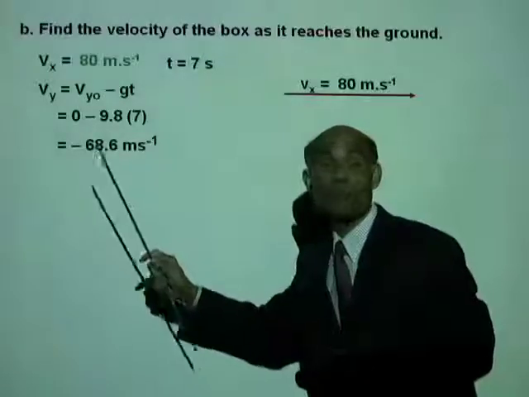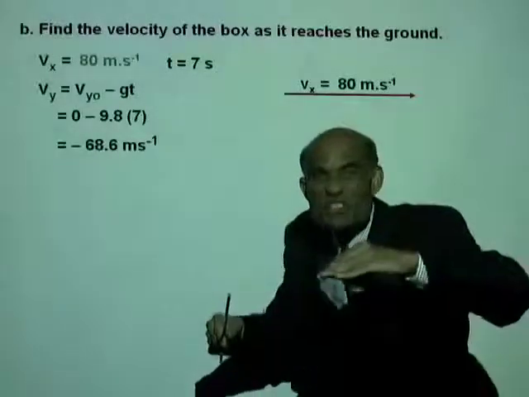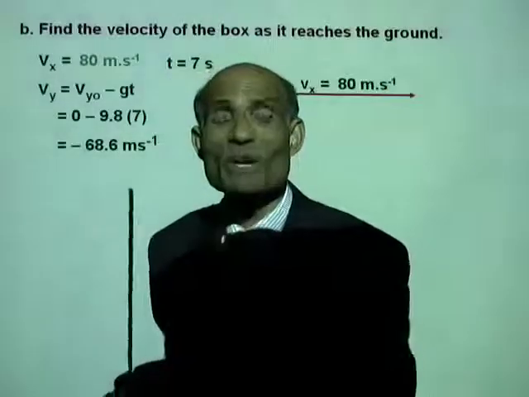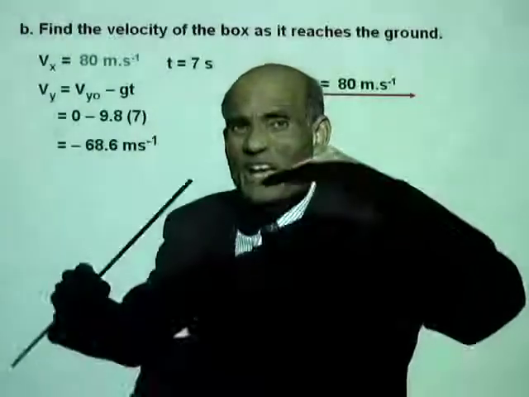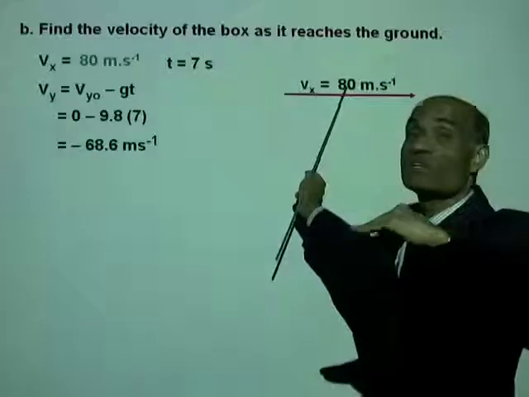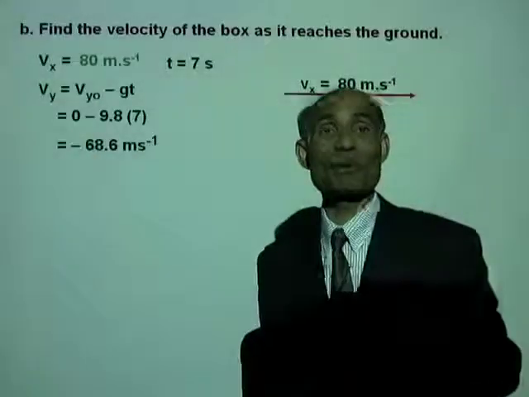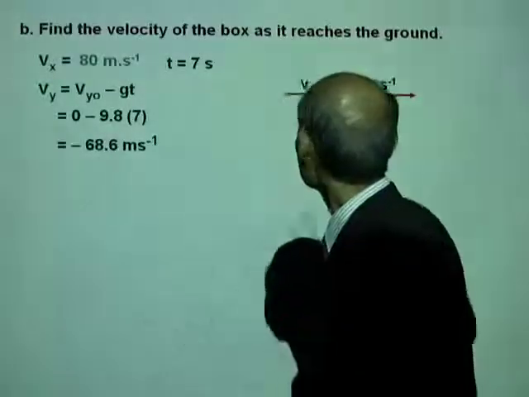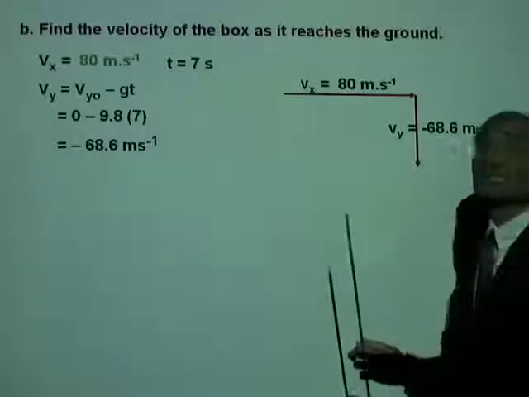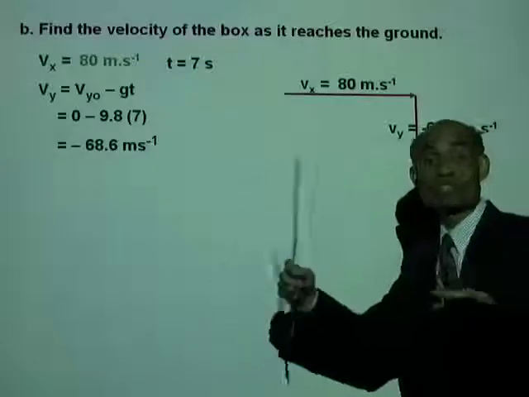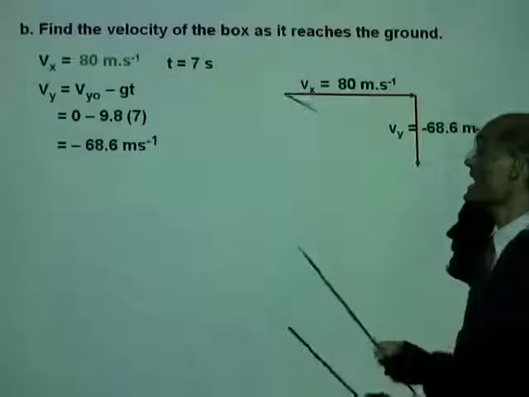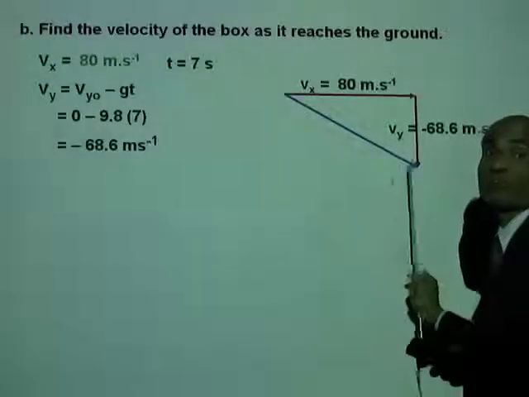So that means the box, when it falls to the ground, the instant when it falls to the ground. I know most of you would say, but doesn't the box come to a rest? Yes, it will. You see, the instant when it touches the ground, it has a horizontal velocity and a vertical velocity, which is this. All right, so the vertical velocity is negative 68.6 meters per second. Therefore, the resultant velocity will be this vector, and we are supposed to find that vector. This is what we need to find.